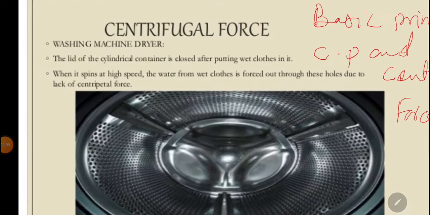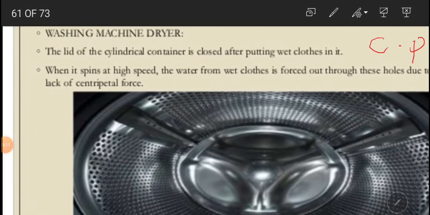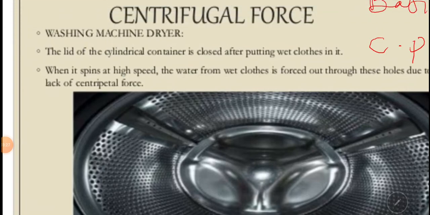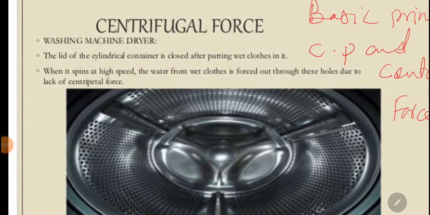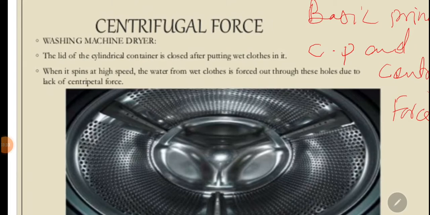Washing machine dryer. The lid of the cylinder container is closed after putting wet clothes in it. When it spins at high speed, the water from wet clothes is forced out through these holes due to the lack of centripetal force. These are the holes through which water is forced out.